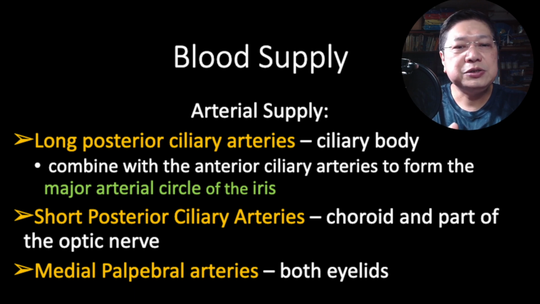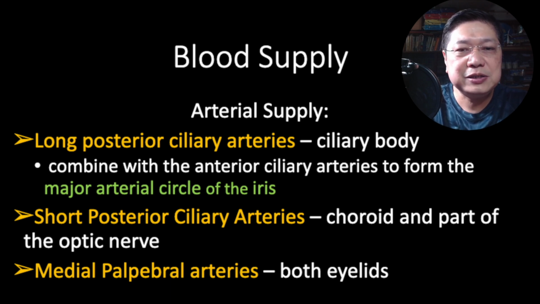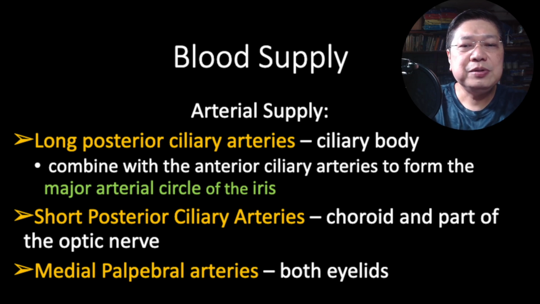And you have the short posterior ciliary arteries supplying the choroid and part of the optic nerve, and the medial palpebral arteries supplying both eyelids. Again, if you notice, very, very important, almost all the major parts of your eye and the parts around the eye are supplied by blood vessels that are coming from the orbital apex.